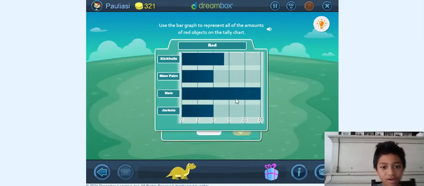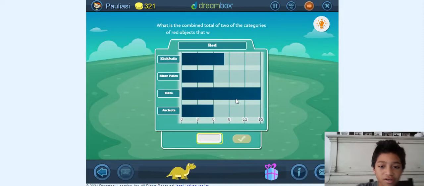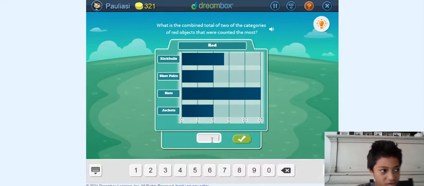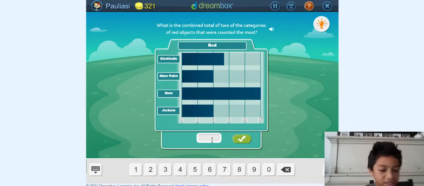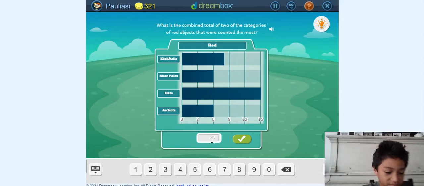Now it says, what is the combined total of the two categories of balls that count the most? The two that count the most were 15 and 8. So what's 15 plus 8? 15 plus 5 would equal 20, and there's still 3 more. That's 8. So that means it would equal 23. The answer is 23.